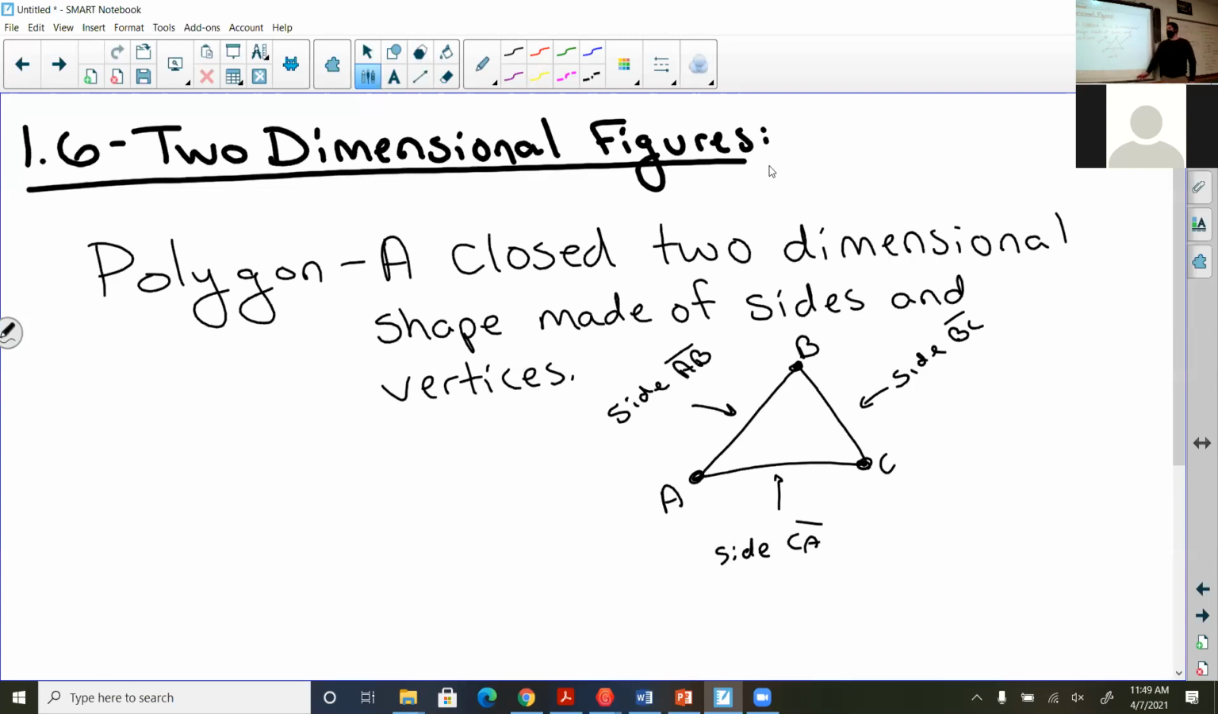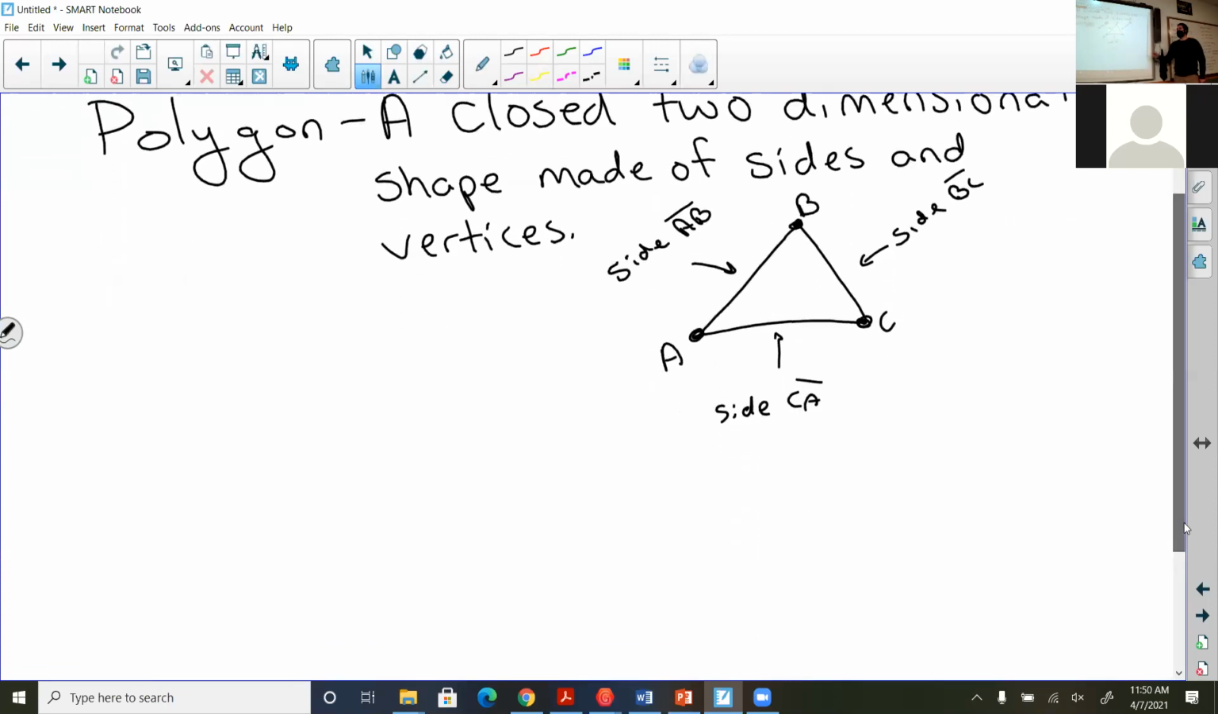So that's labeling a polygon. I can see that it's closed. It's not open at all. It has three vertices. It's made up of three sides. It's a polygon, also known as a triangle. So as long as it meets that criteria, then we can say it's a polygon.